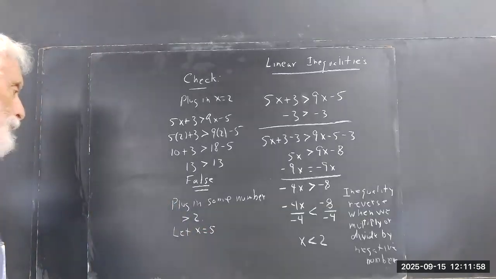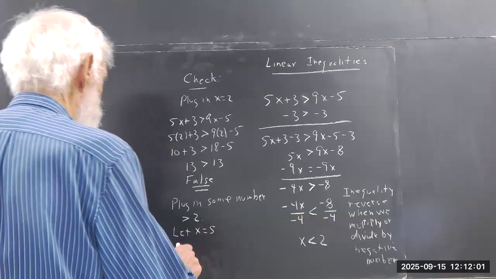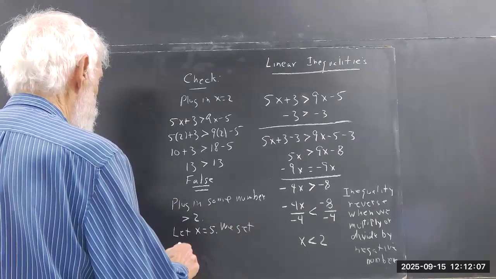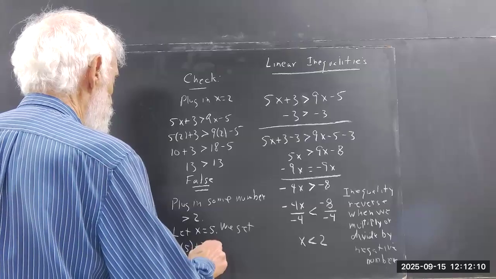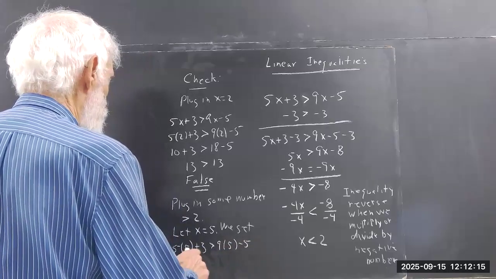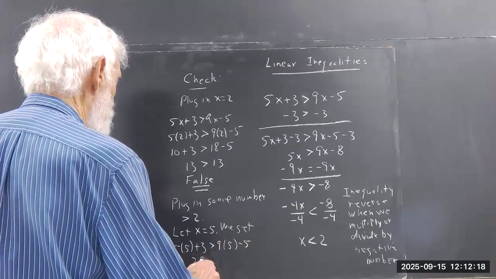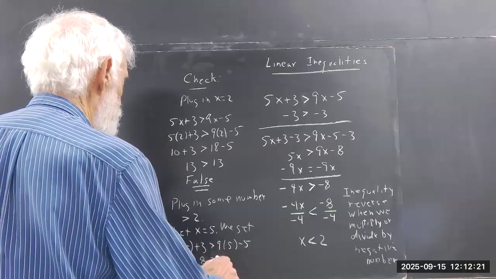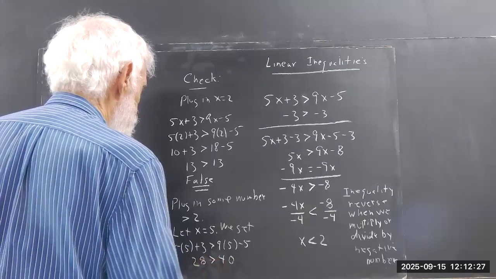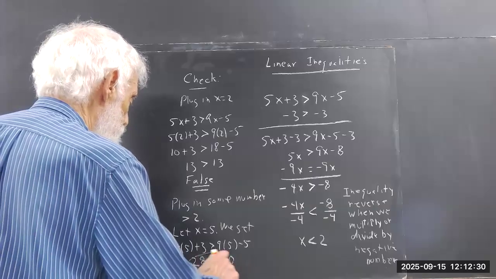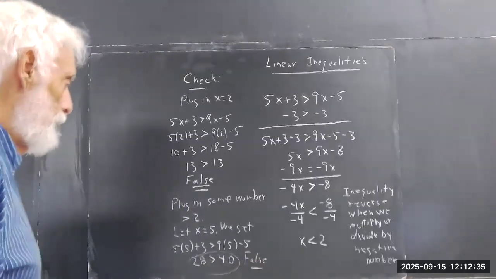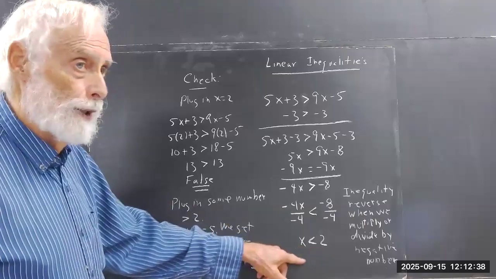So let's say 5 is the biggest number I saw. Let's let x equal 5. We get 5 times 5 plus 3 greater than 9 times 5 minus 5. Well, that's 25, that's 28. And this is 45 minus 5, that's 40. Again, I wrote an equal sign. I think I'd be the one to get in the right habit. That's false. It had better be false because it's not part of your solution.